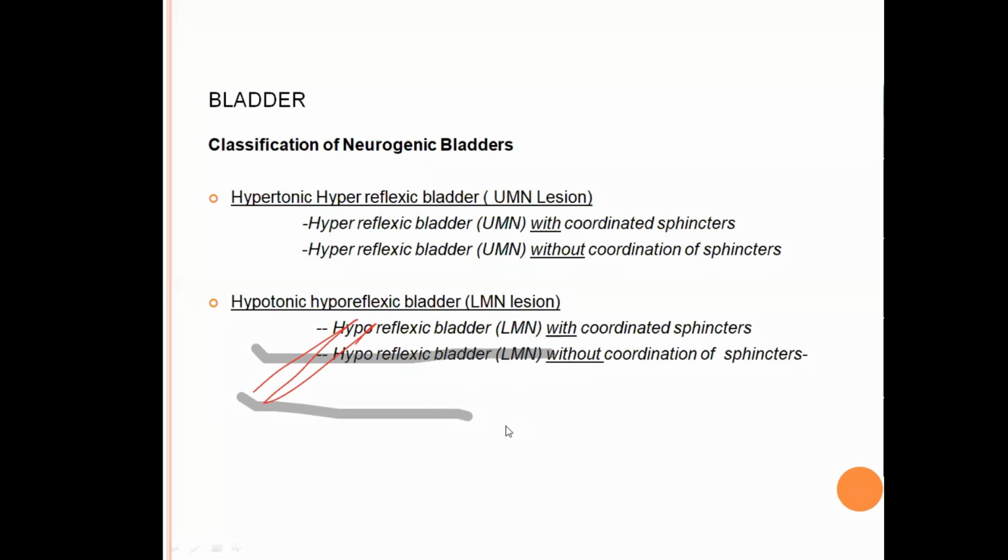Hypotonic hyporeflexic is understandable. With coordinated sphincters, we can treat the patient with what is called the Credé method. That is, you give pressure to the suprapubic region, the bladder contracts forcibly, and the bladder can evacuate the urine if the sphincters are coordinated and opening up. But if it is not coordinating, even if you use the Credé method by pressure of the suprapubic region, it will not open up, and so there is a retention of urine. So please remember, in UMN lesion also there is a retention of urine when there is no coordination. In LMN lesion also there is a retention of urine when there is no coordination.